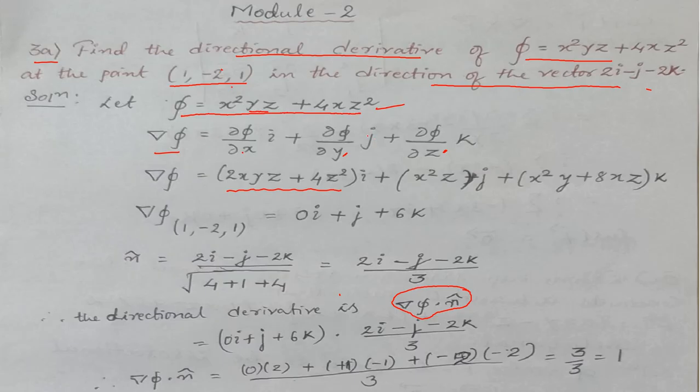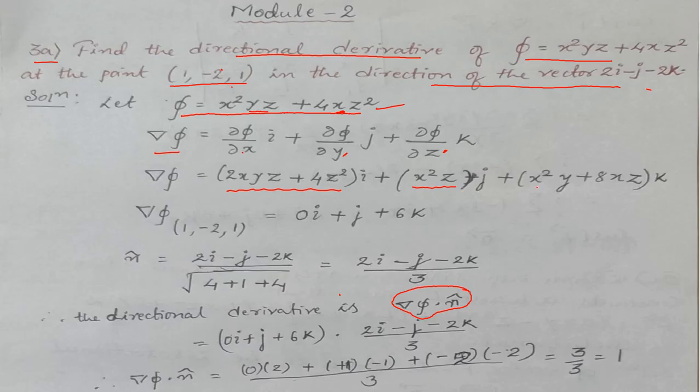Plus del phi with respect to y. Wherever you have the term y, you can differentiate that term. The rest of the terms will be 0. So here in x square yz we have y. Differentiate y with respect to y, it is 1. So you are left with x square z, plus in the term 4xz square there is no term called y, so it will be 0. The derivative of any constant is 0. So you are left with x square z. That is del phi by del y.